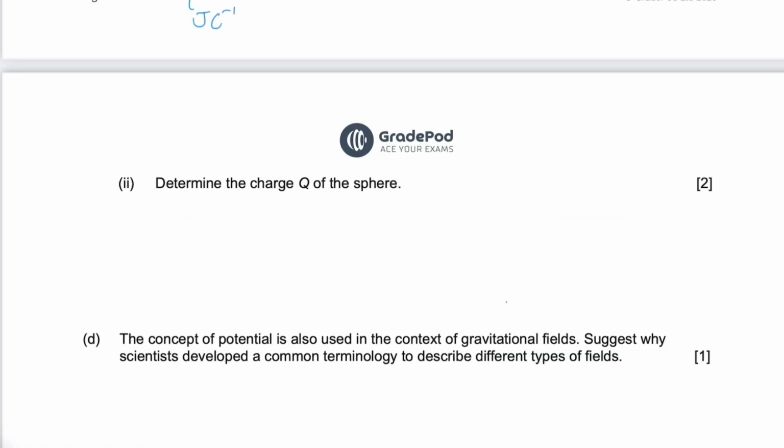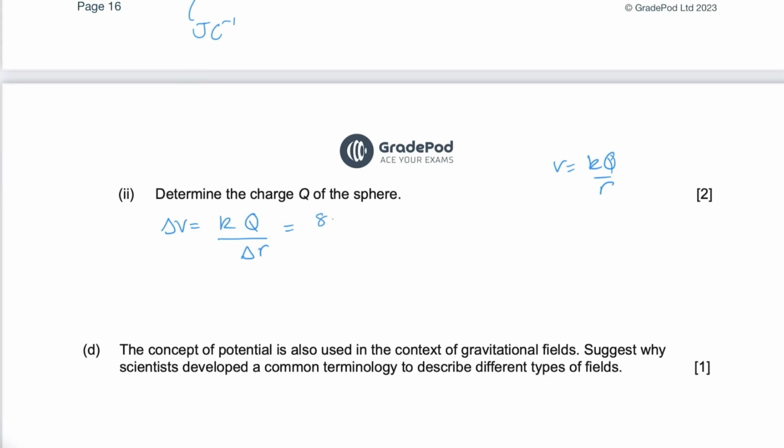C2, determine the charge Q of the sphere. This is pretty tricky. I think what I'm going to do is say the change in voltage is equal to kQ over the change in distance. Now that's a little bit different from the equation we're used to, but given that we're looking for the change in voltage and we have a change in distance, that's the only thing I can think of really. So great, let's pop the numbers in. 8.99 times 10 to the 9. Of course, we said k was equal to that in a previous question.